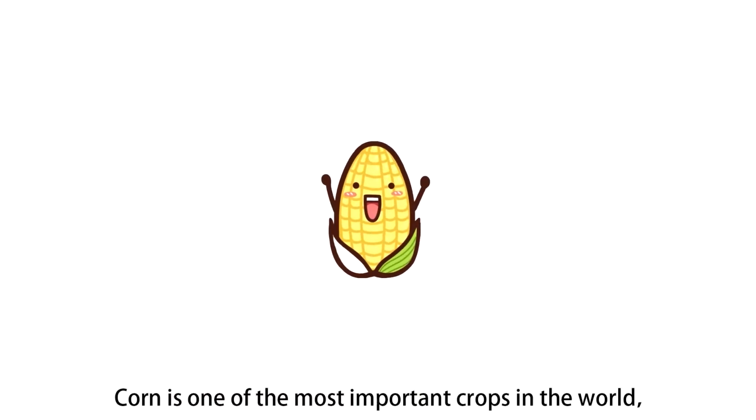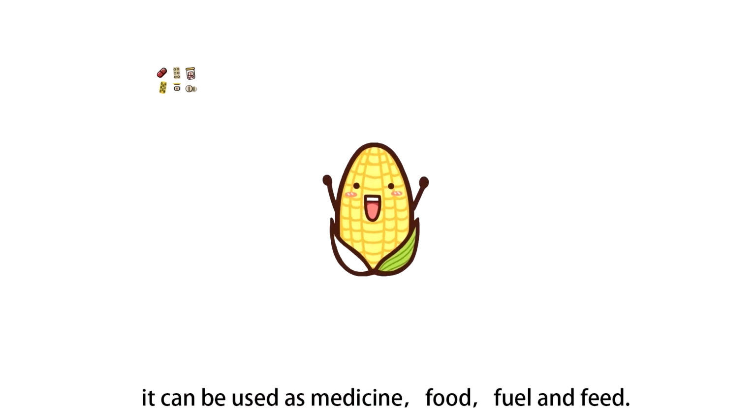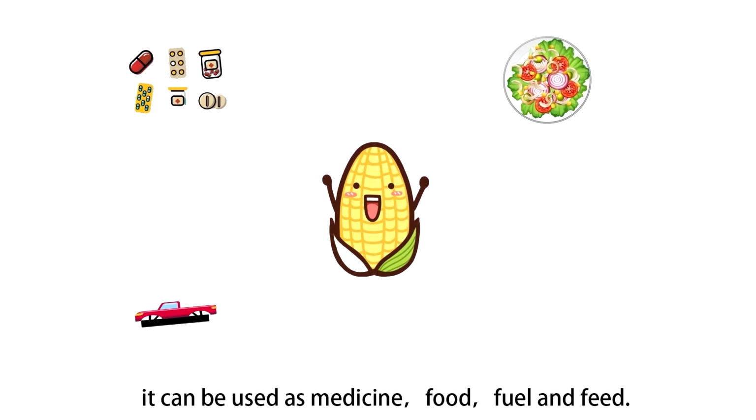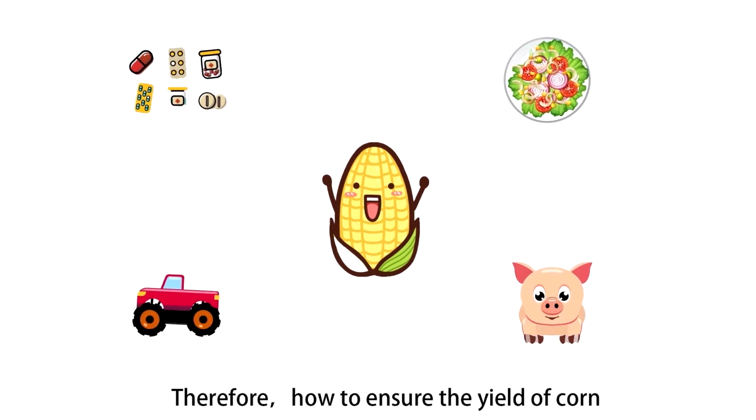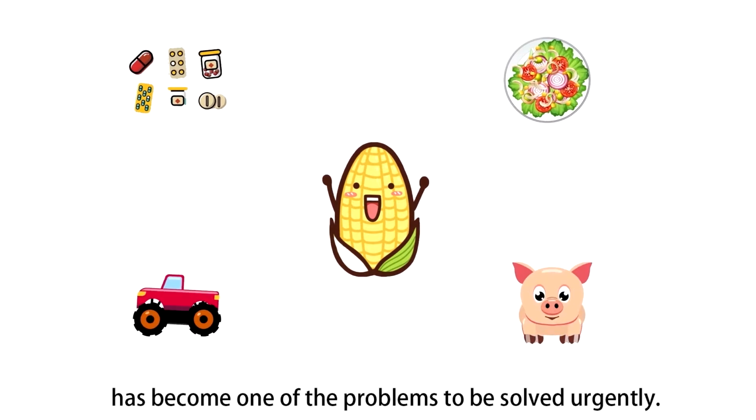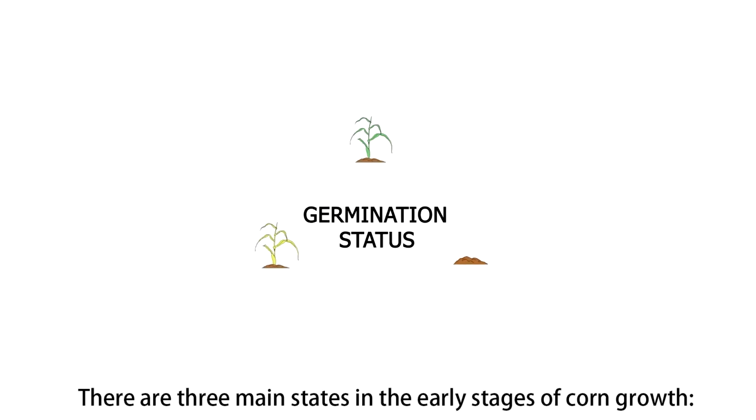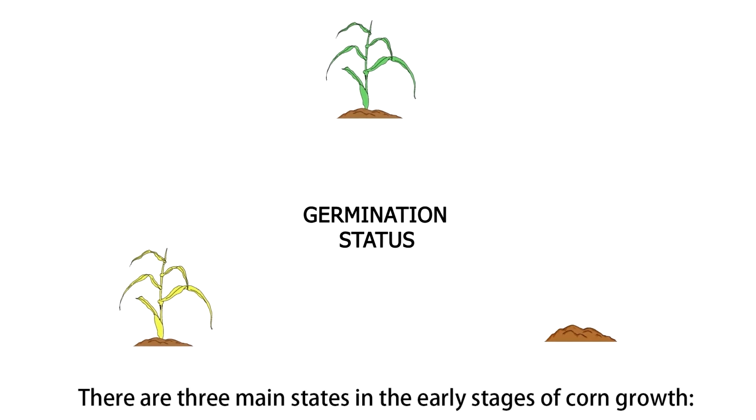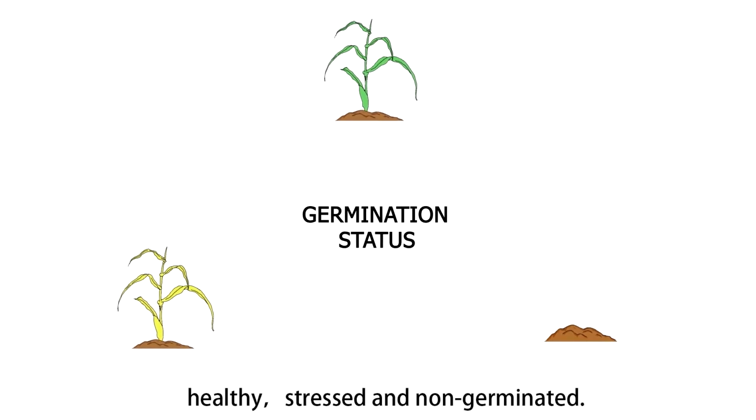Corn is one of the most important crops in the world. It can be used as medicine, food, fuel, and feed. Therefore, how to ensure the yield of corn has become one of the problems to be solved urgently. There are three main states in the early stage of corn growth: healthy, stressed, and non-germinated.